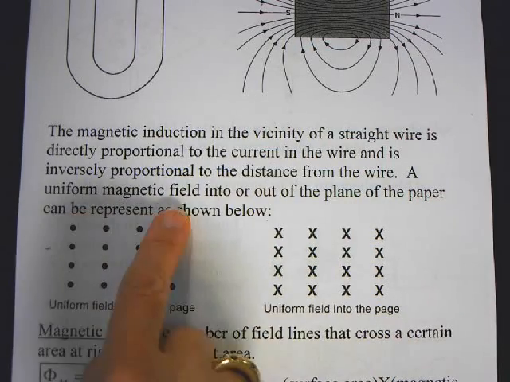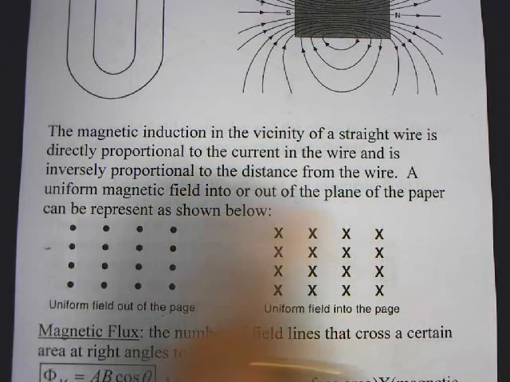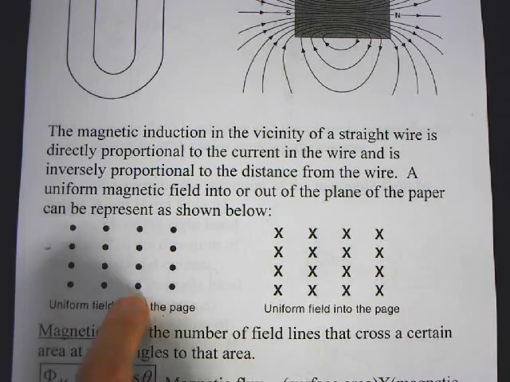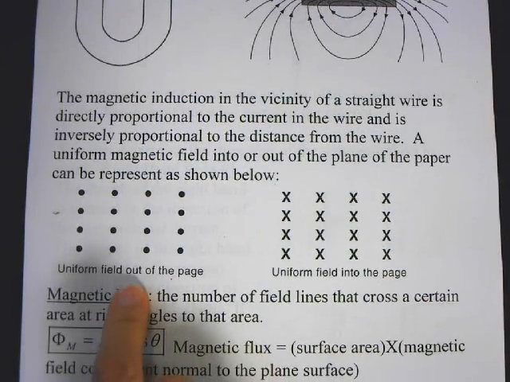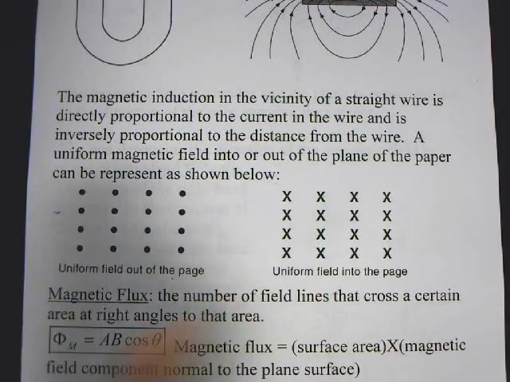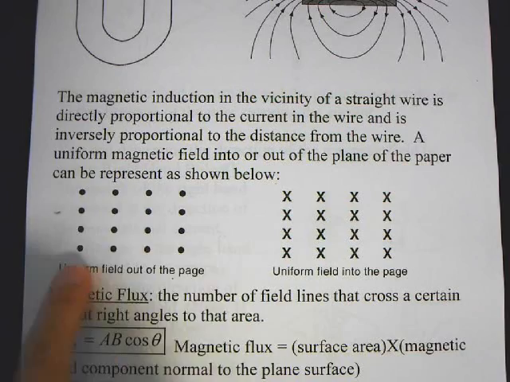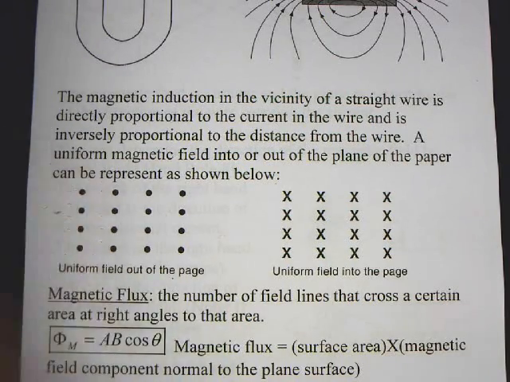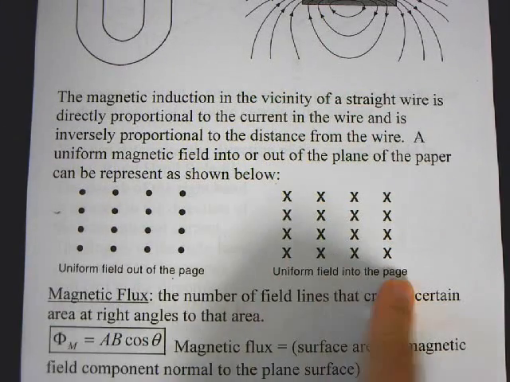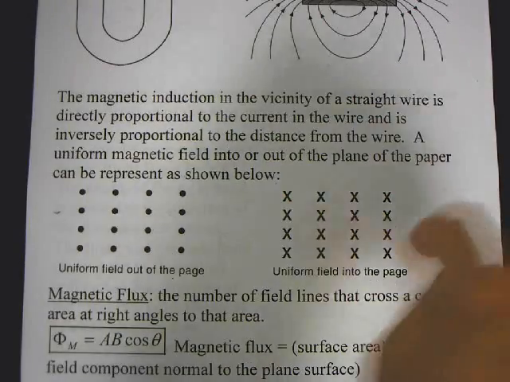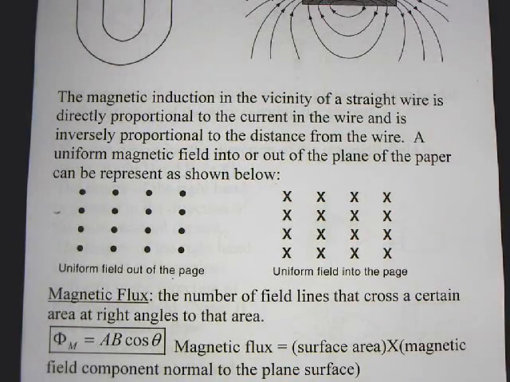A uniform magnetic field into or out of the plane of the paper. So let's say, remember, a dot means what? Out, and this means into. If I wanted to represent a magnetic field going out of the page, coming up like this, it would be a bunch of dots. And if it was going into the page, going down like this, it would look like that. But if it was going up or down, I would show it with arrows.